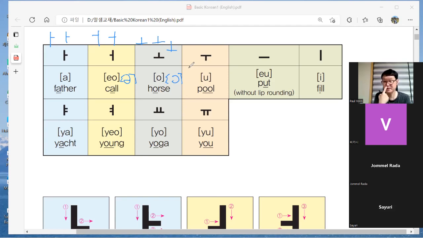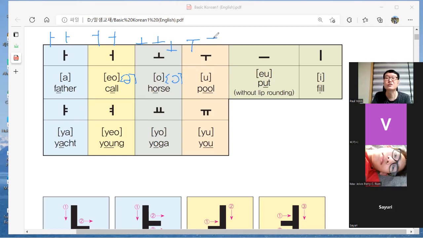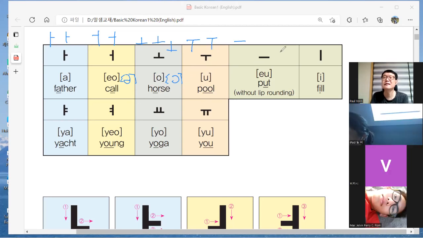Okay, look at my mouth. For pool, "ooh, ooh, pool." Right? Next, "ooh." Yeah, correct. The pronunciation is simple, you know, like this. "Ooh."